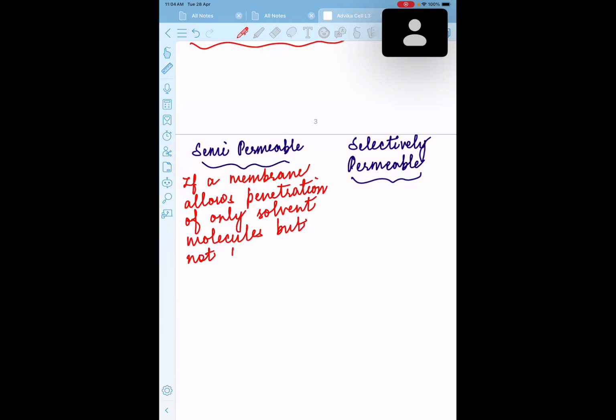It does not allow the solute particles, which means that solvents in most cases will be water. For example, when you boil an egg, what is happening? The water goes inside it, correct? Yes. Water is the solvent. When the water goes inside the egg, that is the semi-permeable membrane. It allows only the solvent to penetrate inside.